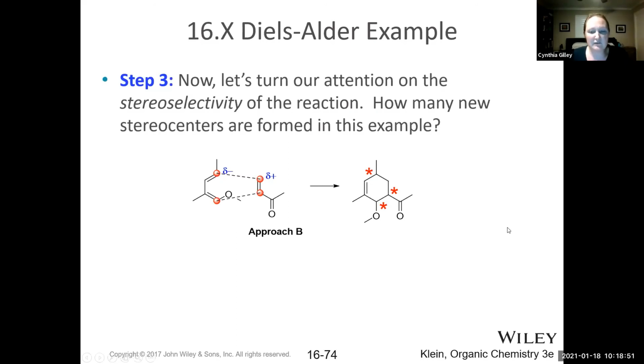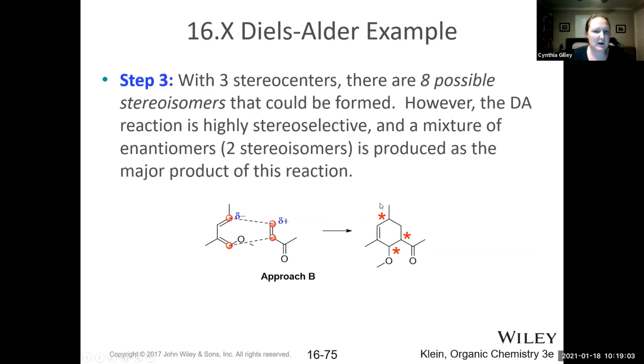How many chiral centers are formed here? We actually formed 3 new chiral centers. So we need to understand, should I be placing these groups on a dash or a wedge? Right? And that's what we're going to be talking about here. With 3 new chiral centers, there are technically 8 possible stereoisomers if you use the formula 2 to the n, where n is the number of stereocenters. So 2 to the 3 equals 8, so there are 8 possible stereoisomers. However, the Diels-Alder reaction is highly stereoselective, and only 2 of those 8 possible stereoisomers, and they happen to be related as enantiomers, are actually produced in this reaction.